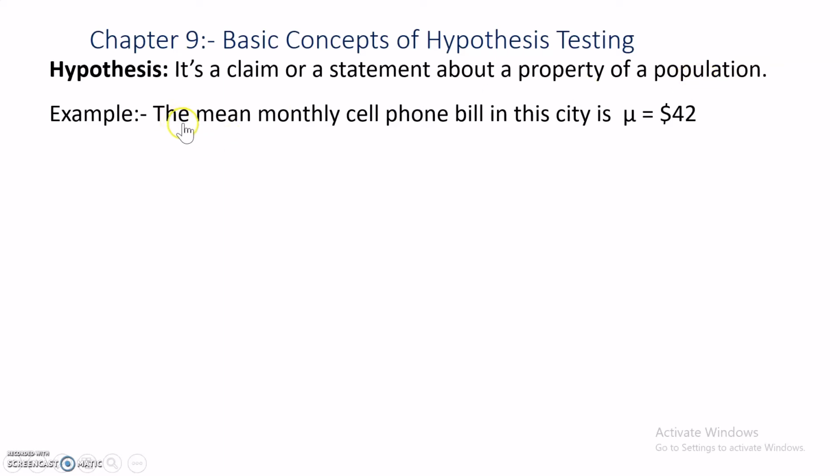What is an example? The mean monthly cell phone bill in this city is $42. We are making this claim about the population. Such a claim is called a hypothesis.